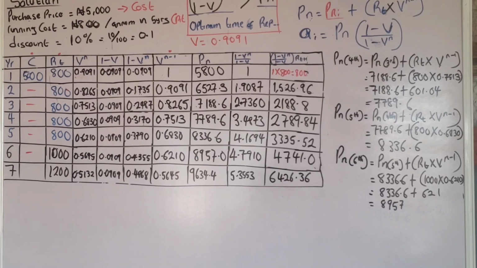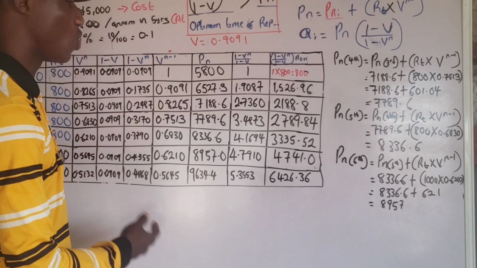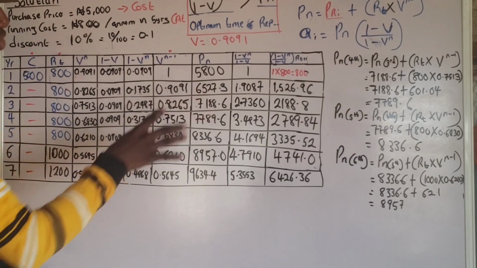See, the reason why we have to proceed to the 8th year is because you can see that this value is still less than this. You understand? So we have not gotten to the optimum time of replacement of the equipment. Are you paying attention? So we are still dealing with the first question. Okay, so it's simple. All you have to do is just to get the steps, and that's why I take time to explain how I got all the values that you have on this table.